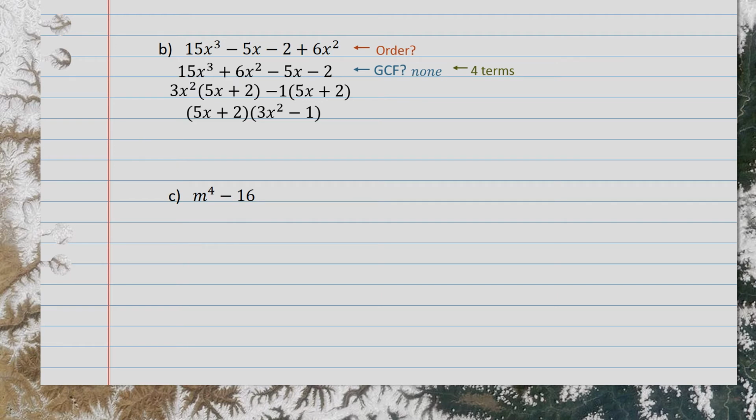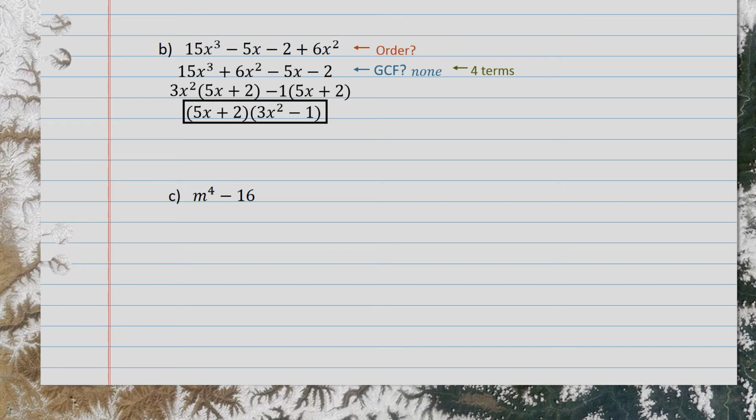3x squared minus 1 is actually a quadratic, but we look at how many terms we have inside that parenthesis set. Since we have two terms, we look to see if it follows a pattern of difference of squares. Is 3x squared a perfect square? No, which means this does not satisfy the pattern of difference of squares, so it cannot factor, which means this is your final answer, 5x plus 2 times 3x squared minus 1.